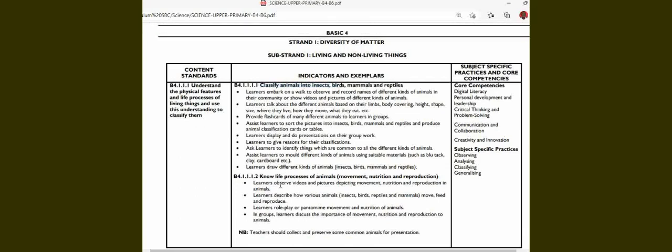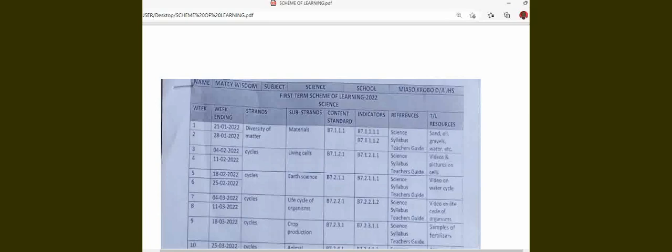And beneath that, we have another indicator too. So that's class 4, strand, substrand, content standard, and indicator 2. If you are preparing the scheme of learning, you have to show that this is the indicator you are dealing with, indicator 2. You have to know the life processes of animals, that's the movement or locomotion of animals, the nutrition or the feeding aspect, and the reproduction of animals. So that's what the NTC requires from us.